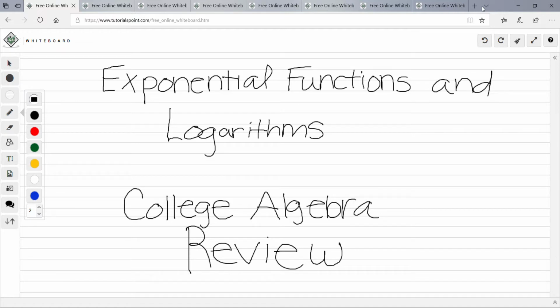Hi, today we're going to learn about exponential functions and logarithms, and this is under college algebra review. In this section, I will graph exponential and logarithm functions, and I will use the properties of logarithms to find x and expand as much as possible, and also I will use the compound interest formula to find time. So let's get started.